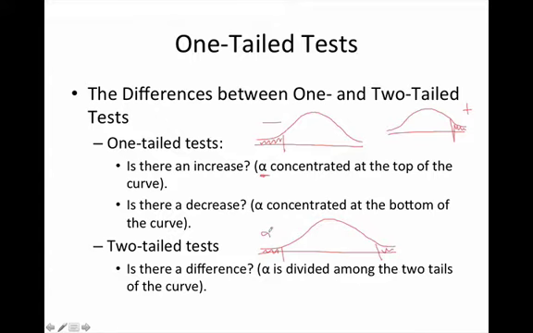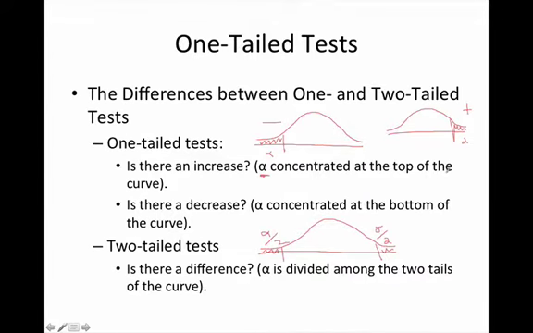So this is going to be alpha divided by 2, and this is going to be alpha divided by 2. That looks more like sigma, excuse me, by 2. Whereas this is going to be alpha, and this is going to be alpha. Okay? So the difference between a one and a two-tailed test refers to the direction of your hypothesis.